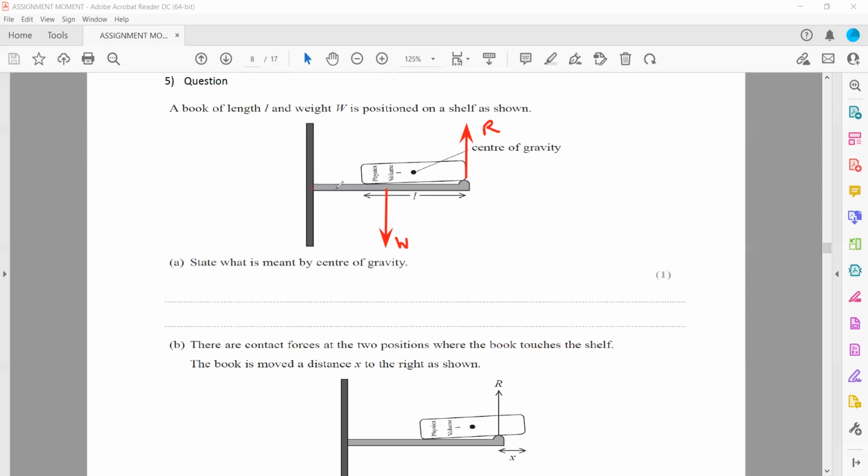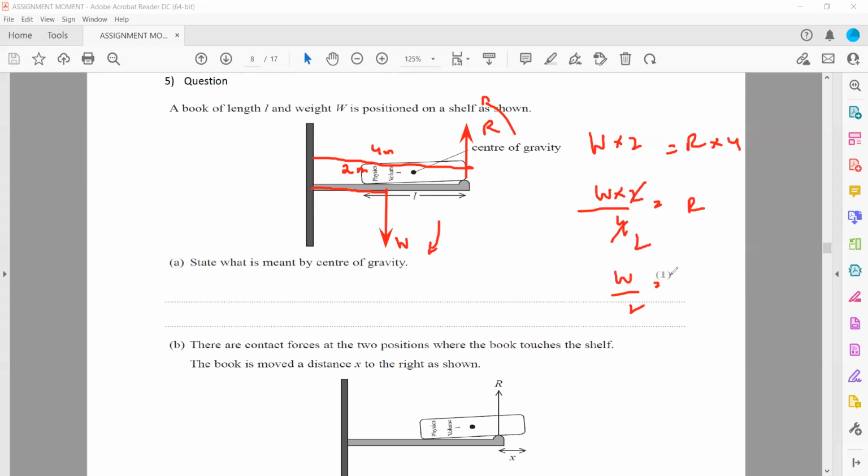If I use values, say this is 2 meters and this one is 4 meters. As the clockwise and anti-clockwise moments are equal, R causes an anti-clockwise moment and weight causes a clockwise moment. So it will be W times 2 equals R times 4. What will be the value of R? It will be W times 2 divided by 4. When we simplify, R is equal to W by 2.